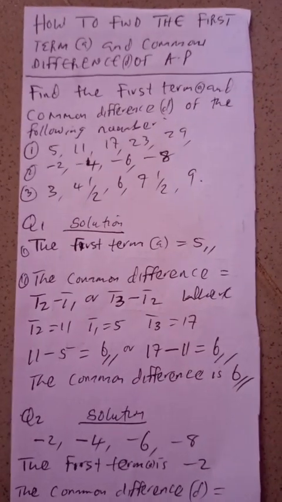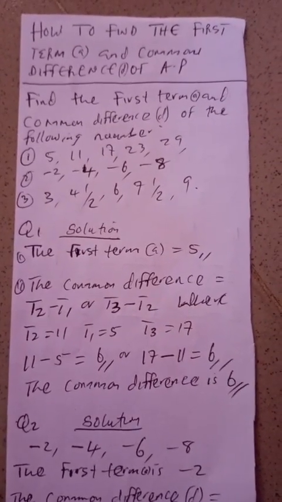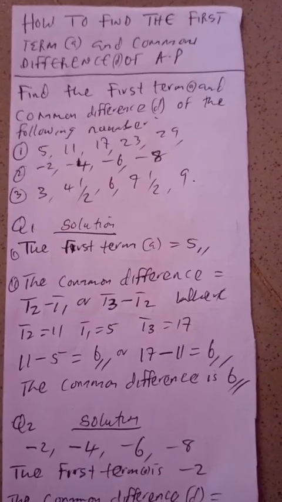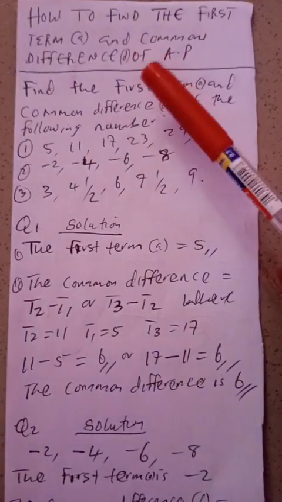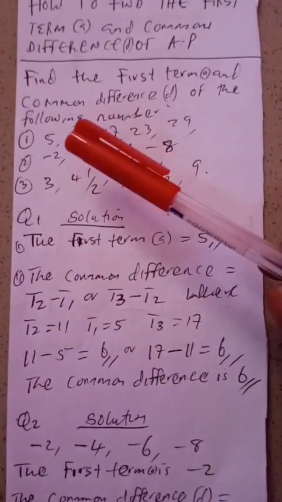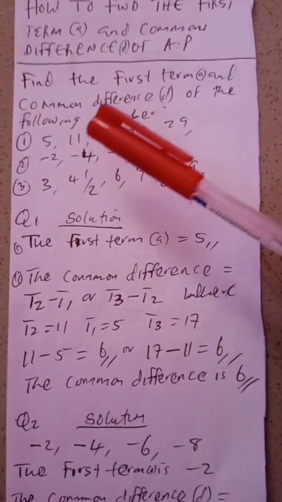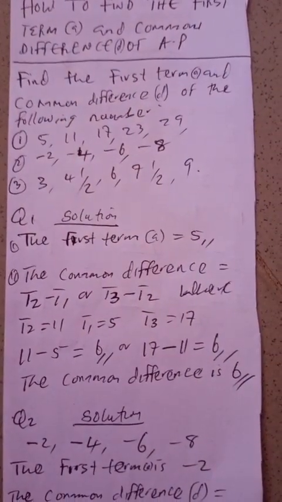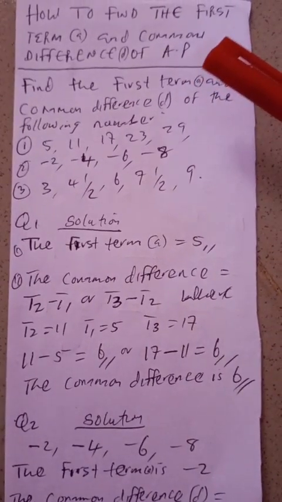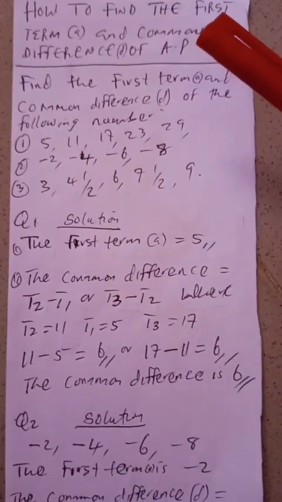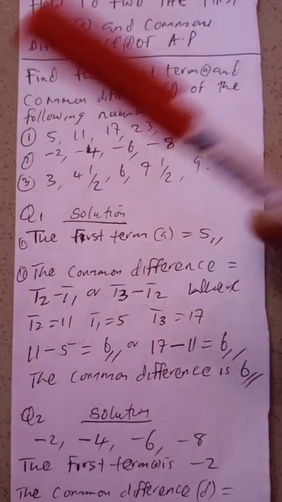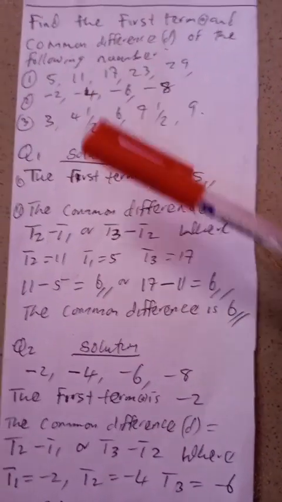Today, we are going to look at how to find the first term A and the common difference of arithmetic progression, which I call AP. Find the first term and the common difference, D, of the following numbers: 5, 11, 17, 23, 29; then minus 2, minus 4, minus 6, minus 8; then 3, 4 whole number 1 over 2, 6, 7 whole number 1 over 2, and 9. Solution, we want to look at case 1.